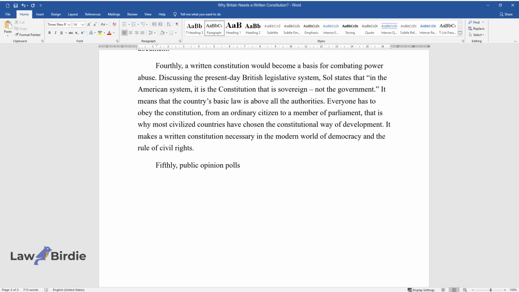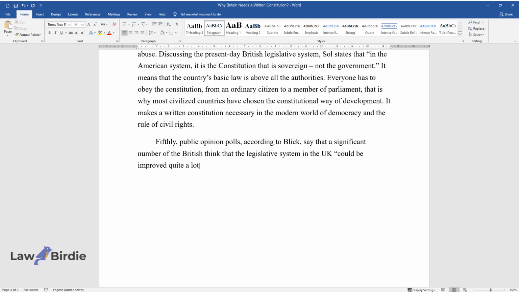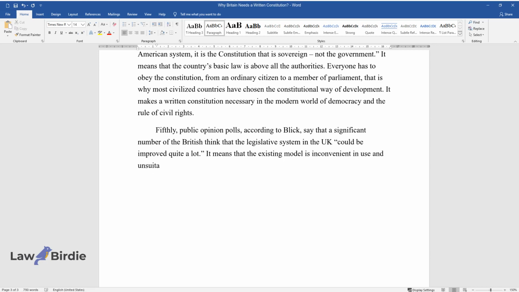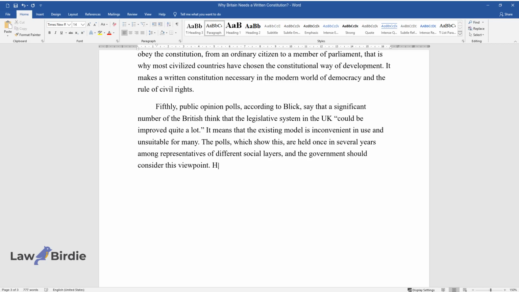Fifthly, public opinion polls, according to Blick, say that a significant number of the British think that the legislative system in the UK could be improved quite a lot. It means that the existing model is inconvenient in use and unsuitable for many. The polls, which show this, are held once in several years among representatives of different social layers, and the government should consider this viewpoint.